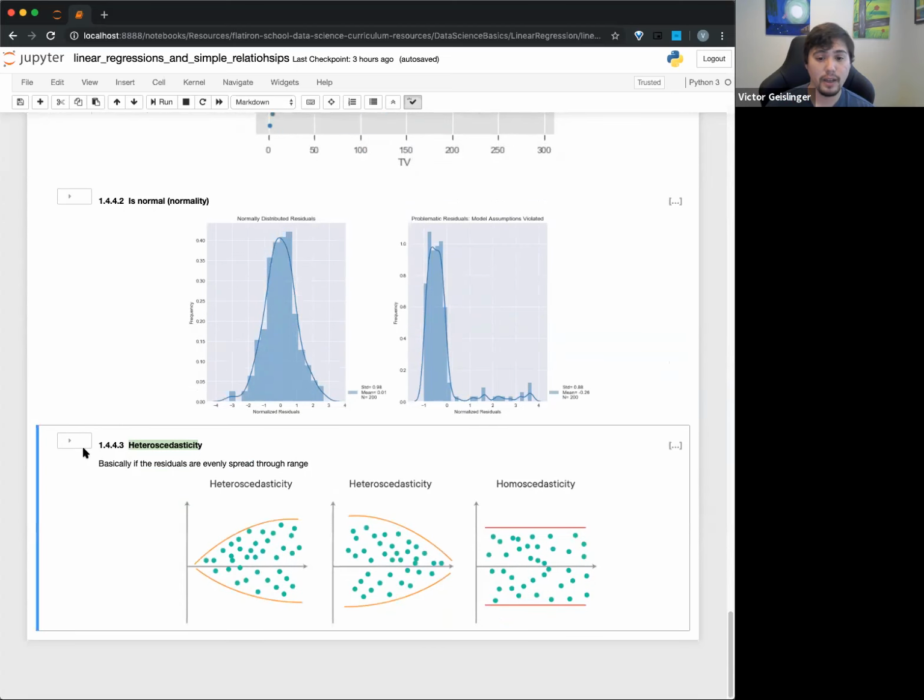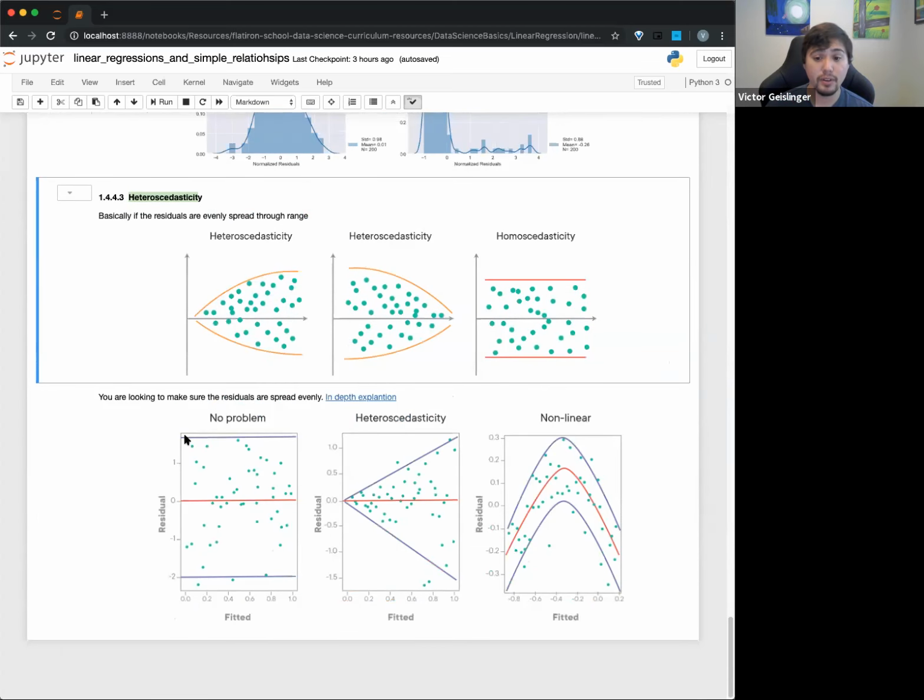Okay, so I have a few more examples. Here are a few things you might see. This is what you might have, more of that flaring out part. You might also have something where the residuals don't quite follow.